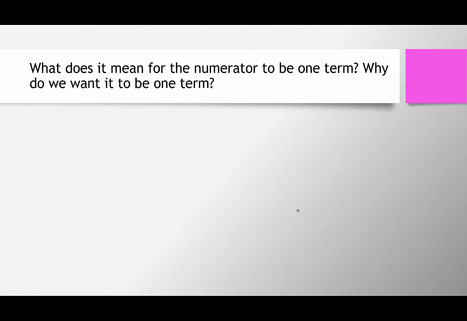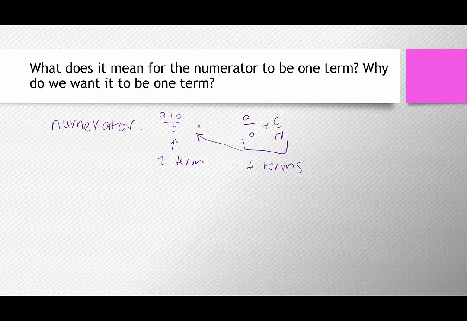Well, what it means for the numerator to be one term is, if we have a numerator, so just focusing on the numerator for a second, remember these are complex fractions, so this is fractions within fractions. If we see something like a plus b over c, this is one term. But if we see something like a over b plus c over d, this is how many terms? This is two terms. And what we would want to do is rewrite the numerator so that it's just one term, so that it ends up looking something like this, where we just have one single denominator and then whatever is going on in the numerator.